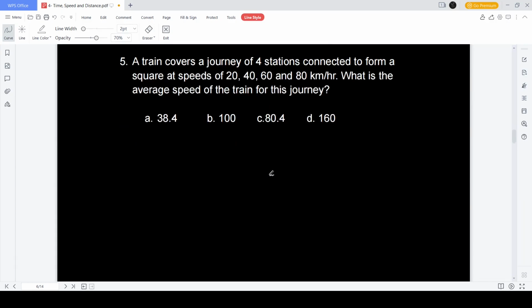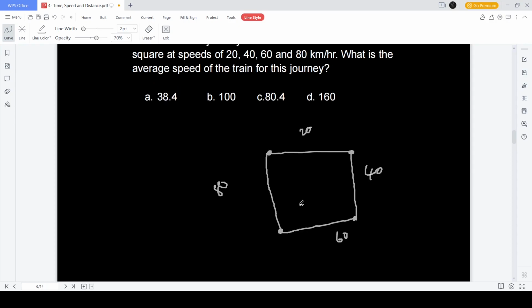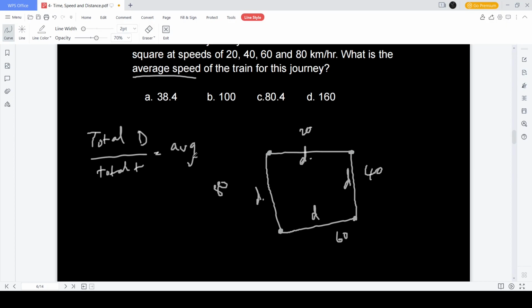A train covers the journey of 4 stations connected to form a square at the speeds of 20 km per hour, 40 km per hour, 60 km per hour, and 80 km per hour. What is the average speed of the train for this journey? We consider the side length to be d because it's a square, it has equal side lengths. Average speed is defined as total distance by total time.